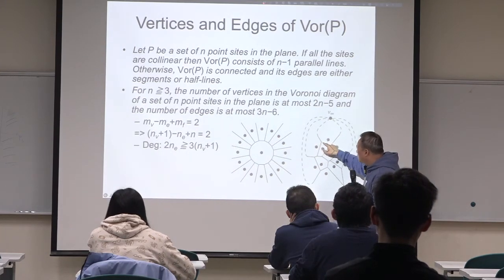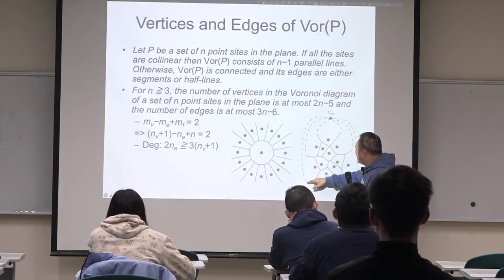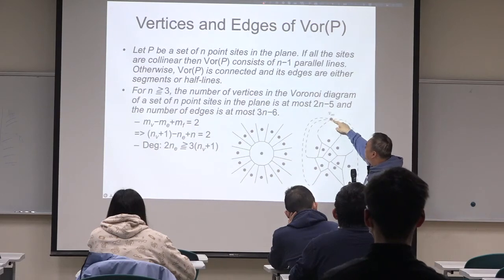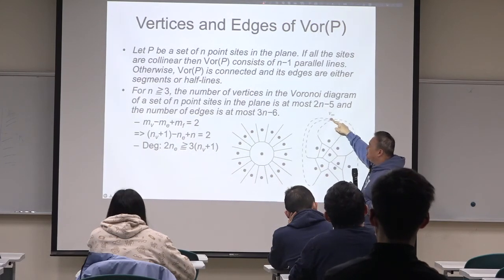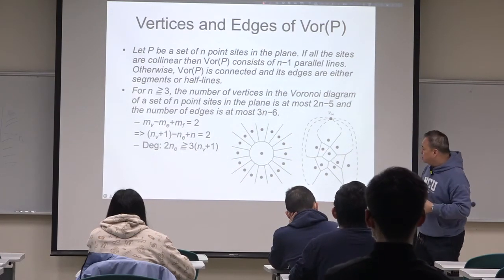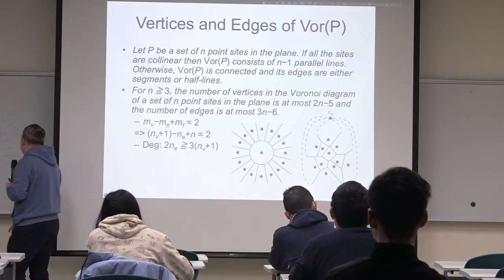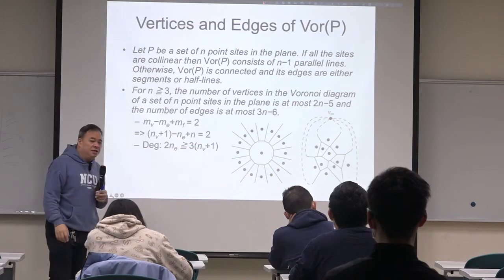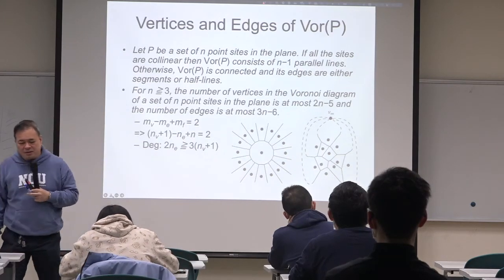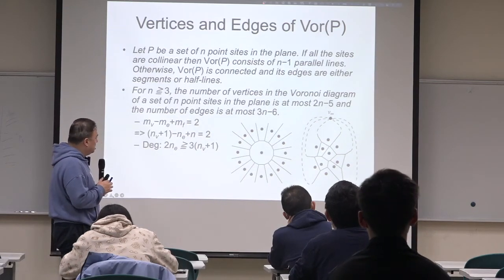So we don't know how many vertices we have. We will denote the number of vertices as NV. But we need to add one, because that one represents this additional infinite vertex. That is a vertex, obviously. So it's going to be NV plus 1. NV is the number of vertices for your Voronoi diagram.